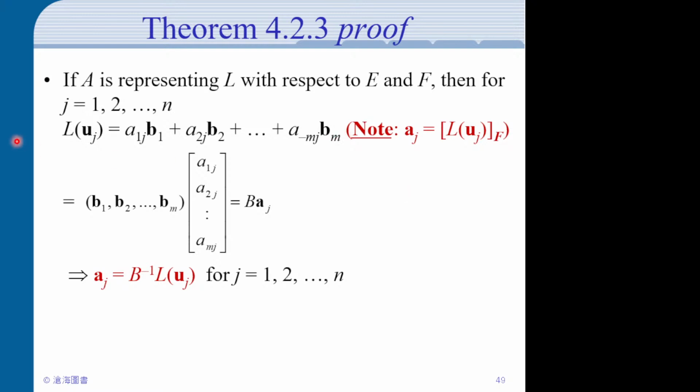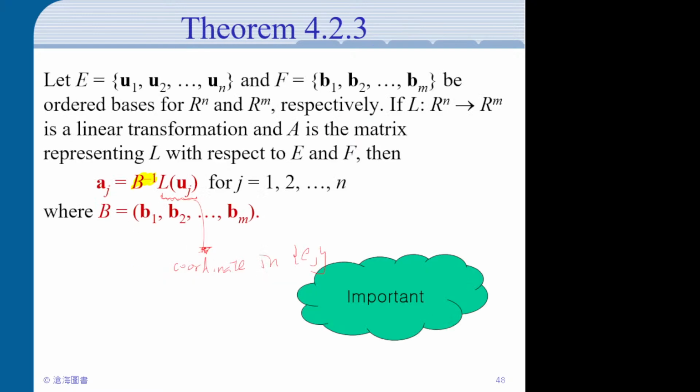Of Uj is something, and it's also a linear combination. So why do we have a minus sign? I don't think we have a minus sign here. Sorry, we have a typo here. Okay, so it's a linear combination A1j, A2j, to Amj of your Bn.